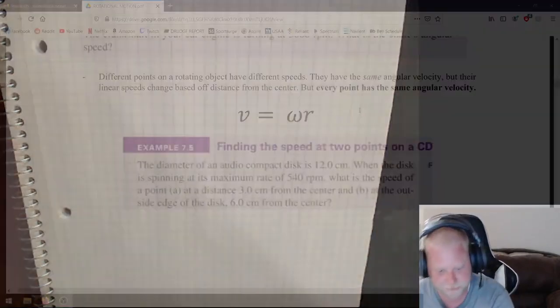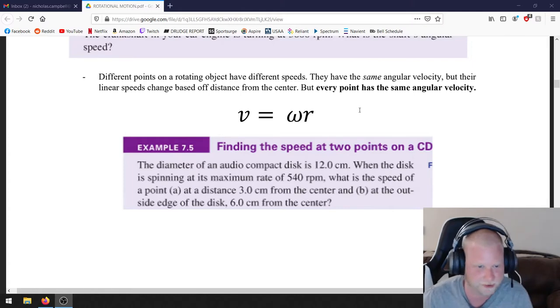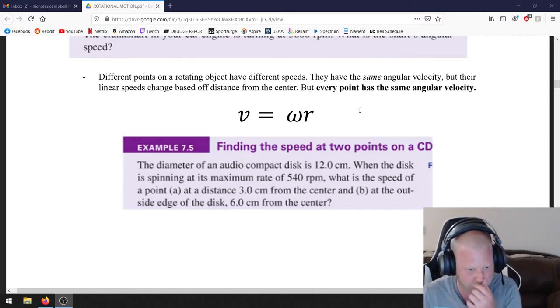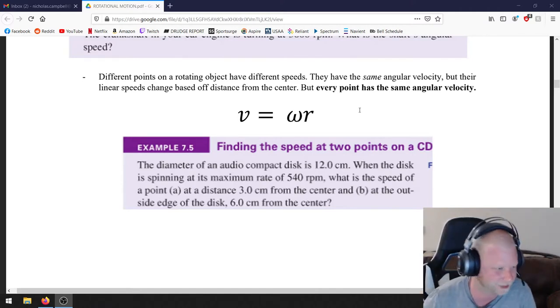So in example 7.5 in the notes, we have a CD player, and the compact disc is 12 centimeters in diameter, and the disc is spinning at its maximum rate of 540 revolutions per minute. We want to know the speed of a point at a distance of 3 centimeters from the center, and one that is at the outside edge of the disc, 6 centimeters from the center.